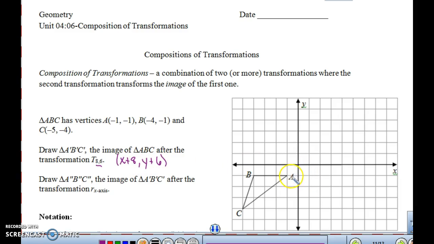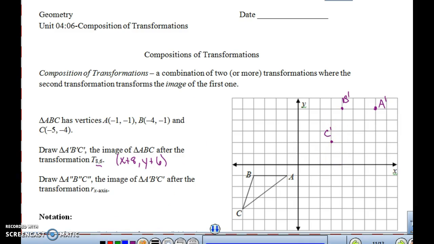So if we take A, 1, 2, 3, 4, 5, 6, 7, 8, and then 6 up, 1, 2, 3, 4, 5, 6. There's A prime, because that's what it said to label it. All right, B, 1, 2, 3, 4, 5, 6, 7, 8, and 6 up. There's B prime. And then C prime, 8 to the right, 6 up. And there is C prime.